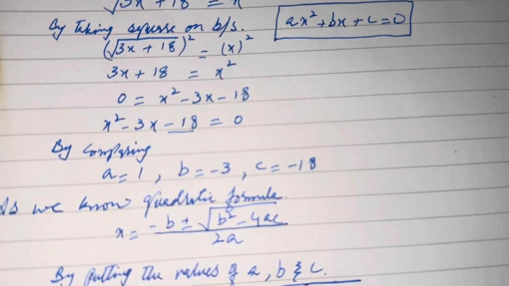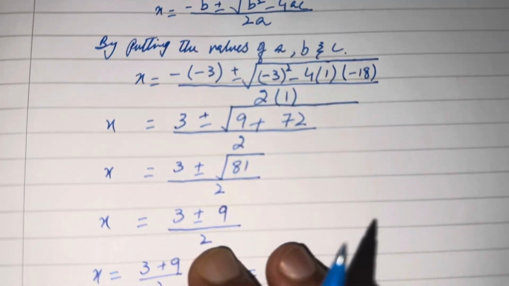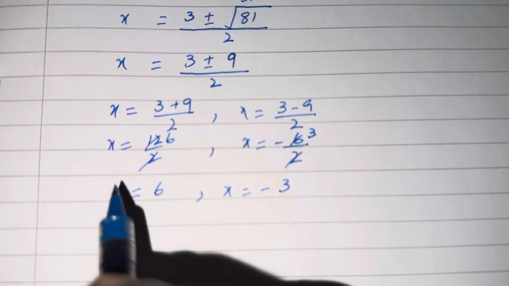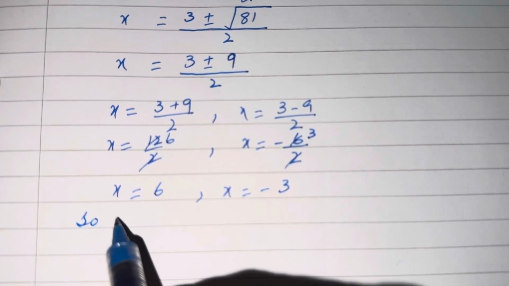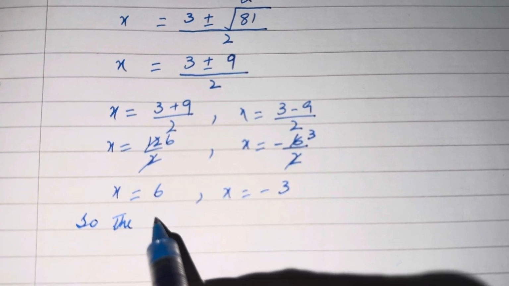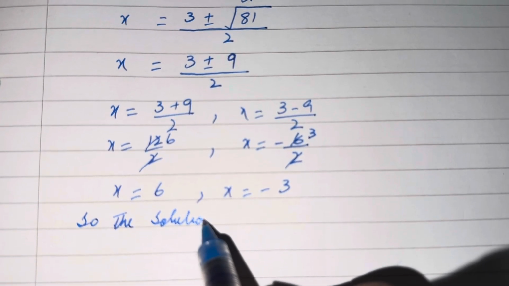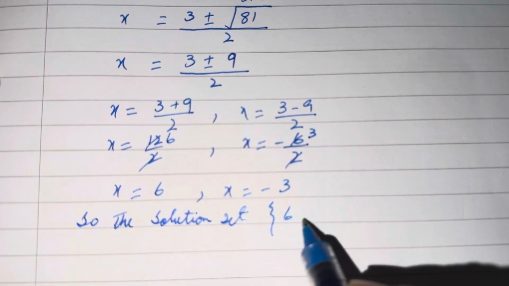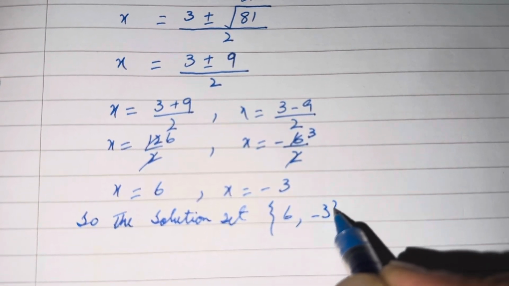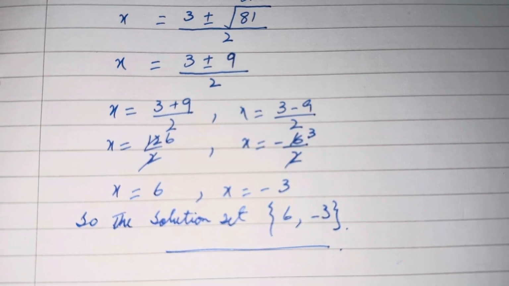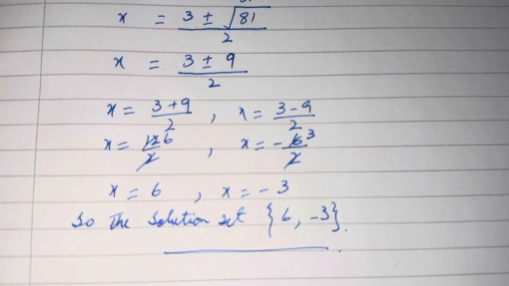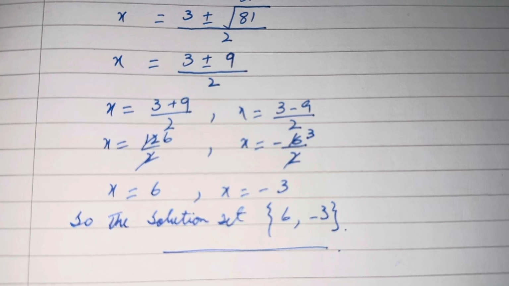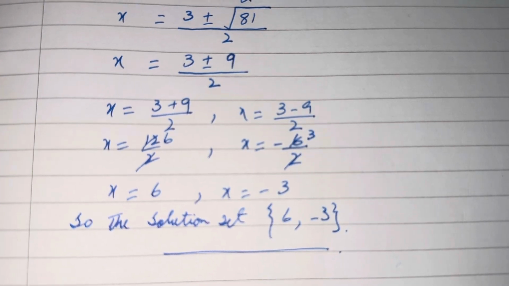So with the whole process we have found the two values of x. So the solution set is 6 and minus 3. So that's the answer. That's how you can find the solution set from the radical equation by using the quadratic formula.